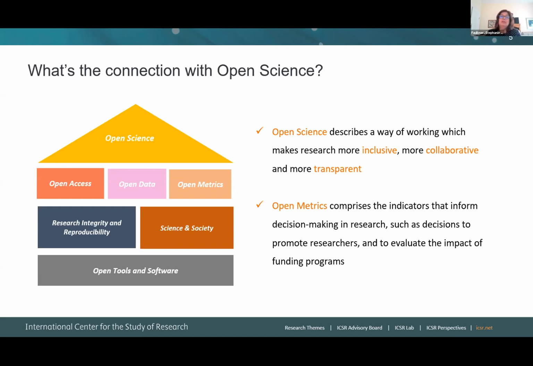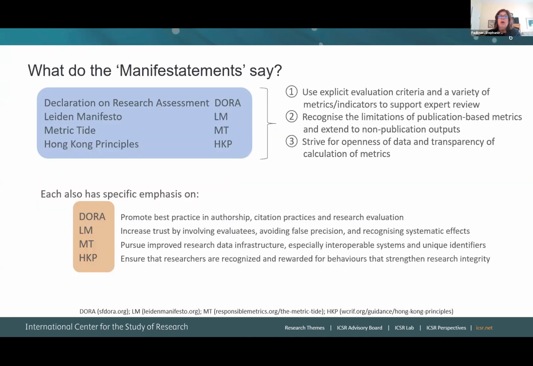And, as soon as we talk about those areas, then you get into topics such as the realm of research evaluation and assessment with research reproducibility, integrity, and science and society. So it's all part of the broader open science discussion. And all of these discussions have really been intertwining, as I said, for the last decade or so.